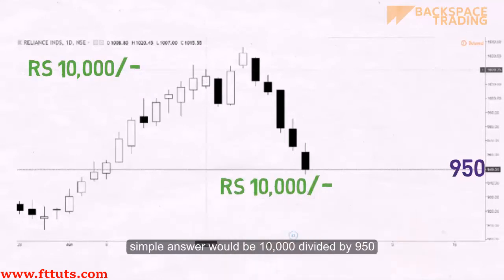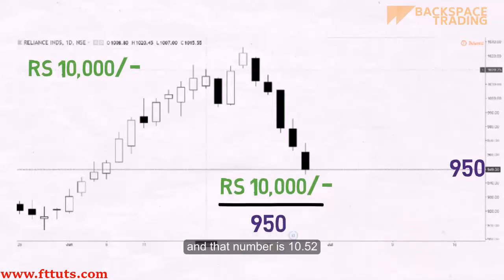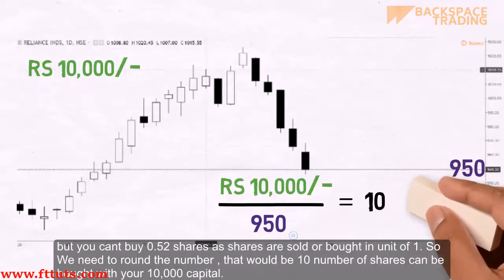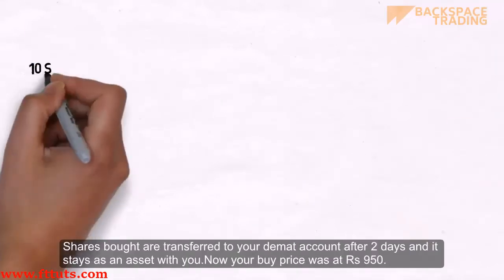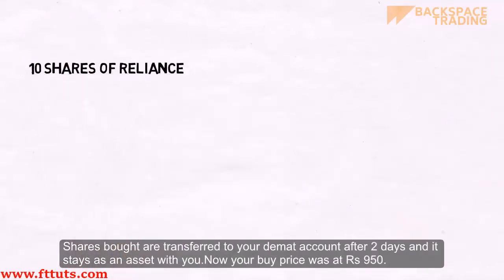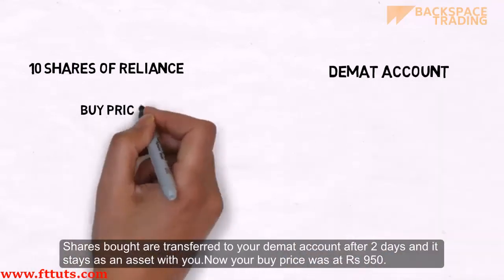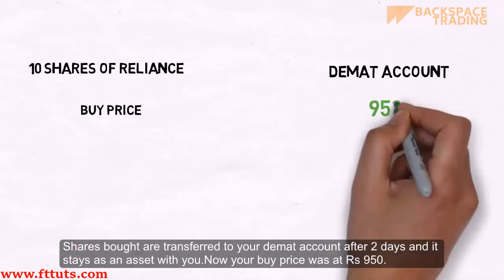Simple answer would be 10,000 divided by 950, and that number is 10.52. But you cannot buy 0.52 shares, as shares are sold or bought in unit of 1. So we need to round the number. That would be 10 number of shares can be bought with your 10,000 capital. Shares bought are transferred to your demat account after 2 days and it stays as an asset. Okay, now your buy price was at 950.